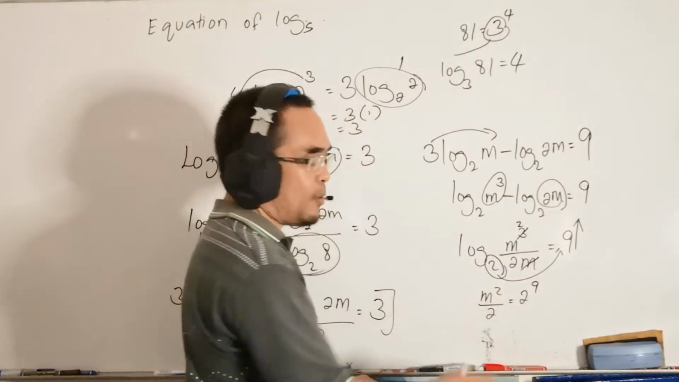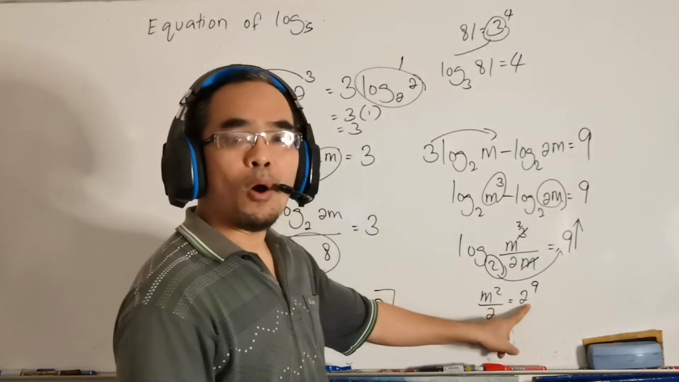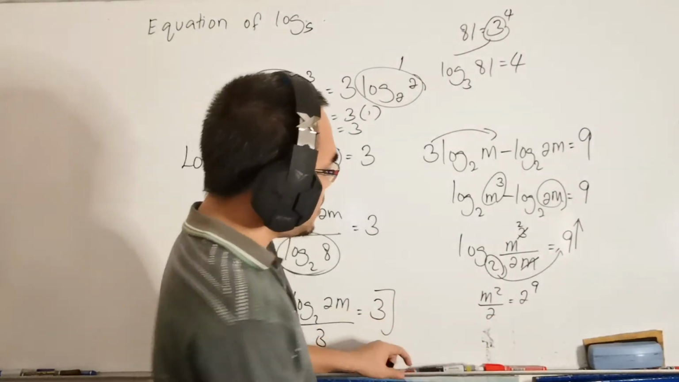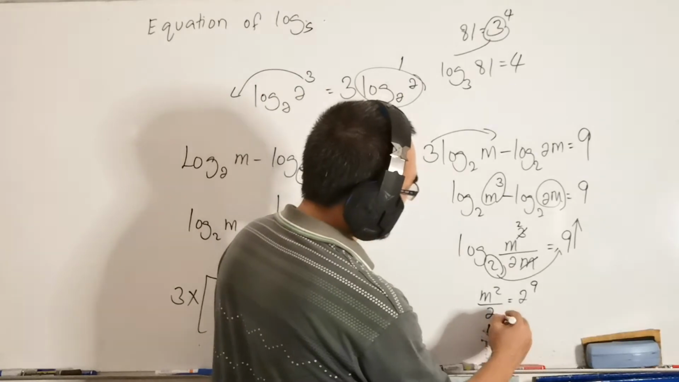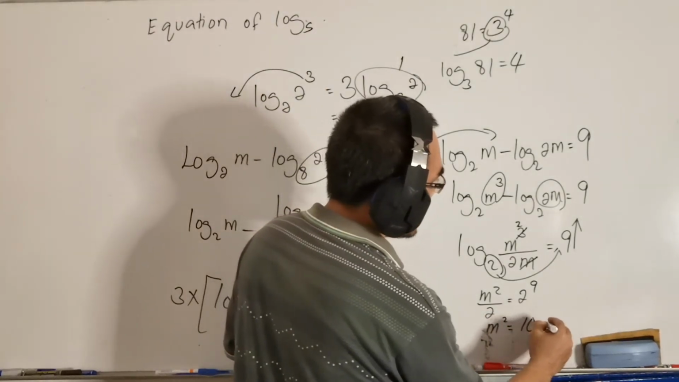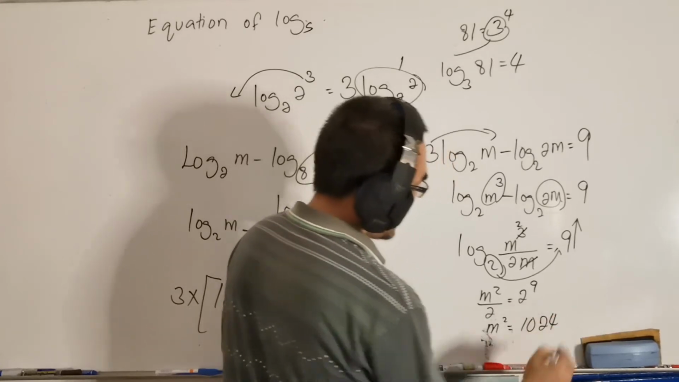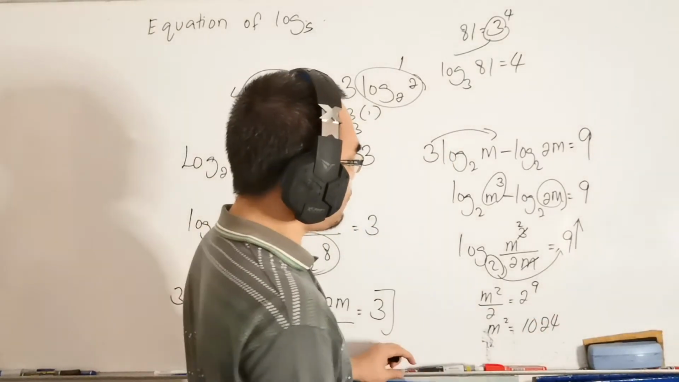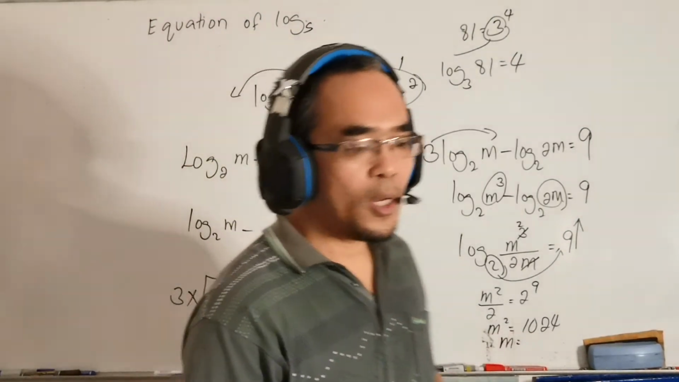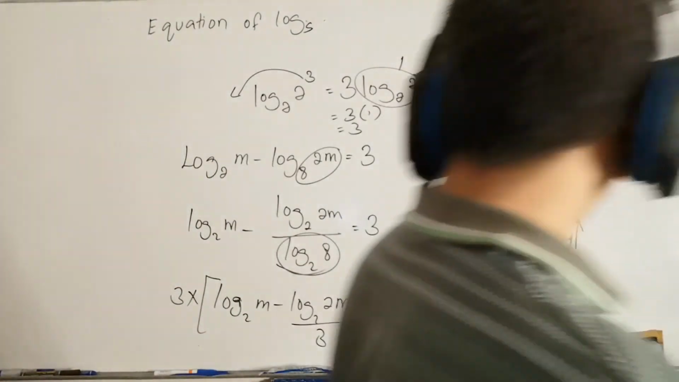So you calculate what is 2 to the power of 9, which is 512, then times 2. So you have m squared equals 1024. So m will be the square root of 1024, which is 32.